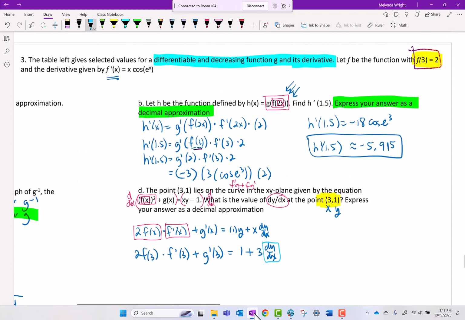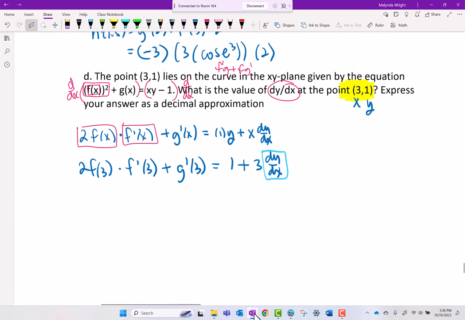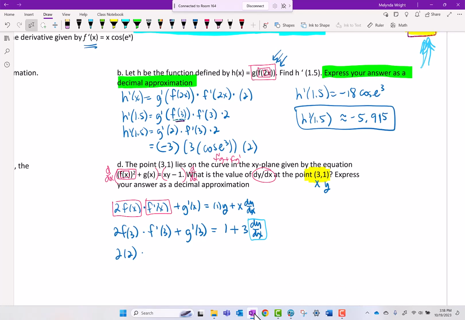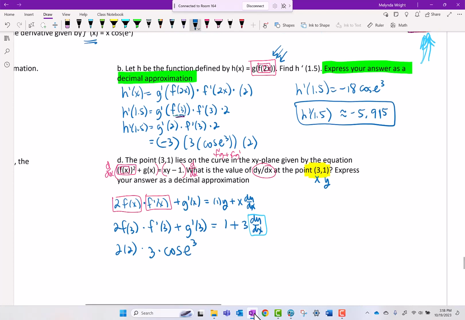Guess what? There it is again, f of 3. They've used it again. Our little friend, f of 3 is 2. So 2 times 2, f prime of 3. Well, I'm just going to stick a 3 in, so it'd be 3 times cosine e to the 3. That's f prime of 3.